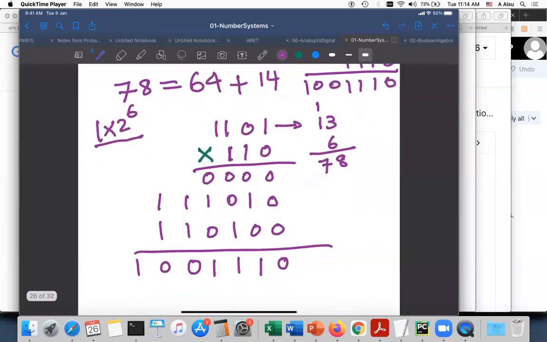Are these the same? This one here and this one here, are they the same? Yes, they are the same. So they both represent 78. So the answer checks. Any questions?